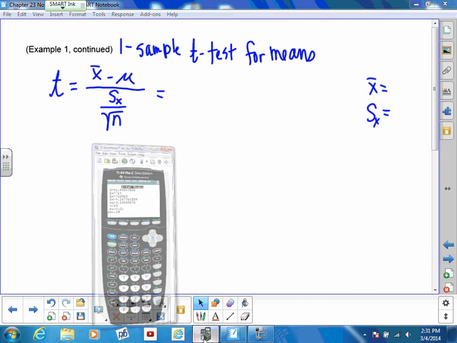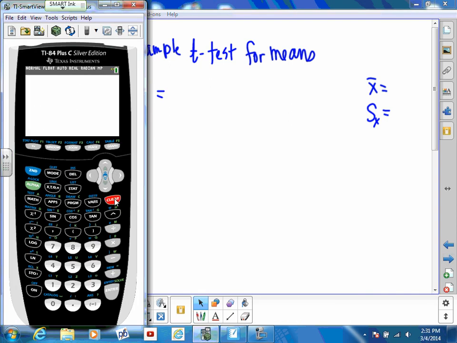So here's what you do. You go stat edit so that you can put into a list. I'm just going to kind of show you this just so we can save time. Okay, so just kind of mentally go through doing this. So we've got that right there in list 1. So I want the calculator to calculate some information for me on this list.